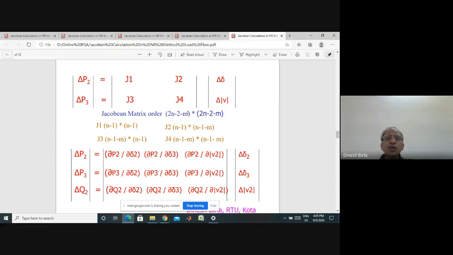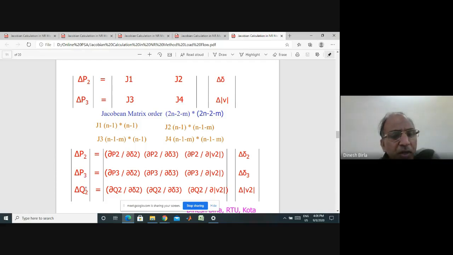Okay, so 2n minus 2 minus M means how many active and reactive powers are known. Simply you take it this way. So how many known parameters are there? Because it is a 3 bus system, so 2 into 3, 6 parameters are known for a 3 bus system. 2 have been deducted because of the slack bus, because at the slack bus none of the active and reactive powers are specified, because they are obtained at the end of the solution. So P1 and Q1 do not figure here, so they have been deducted.